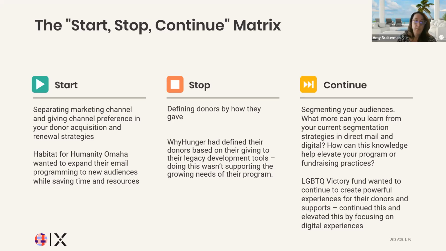on what you want to start doing. So how do I want to start thinking about my program or my donors? What are the things I want to stop doing today, or stop doing in the next few months or over the next year? And what are the things I want to continue testing or continue to try and learn more about? So for me, I want to really start helping organizations separate out marketing channel and giving channel preference in your donor and renewal strategies.